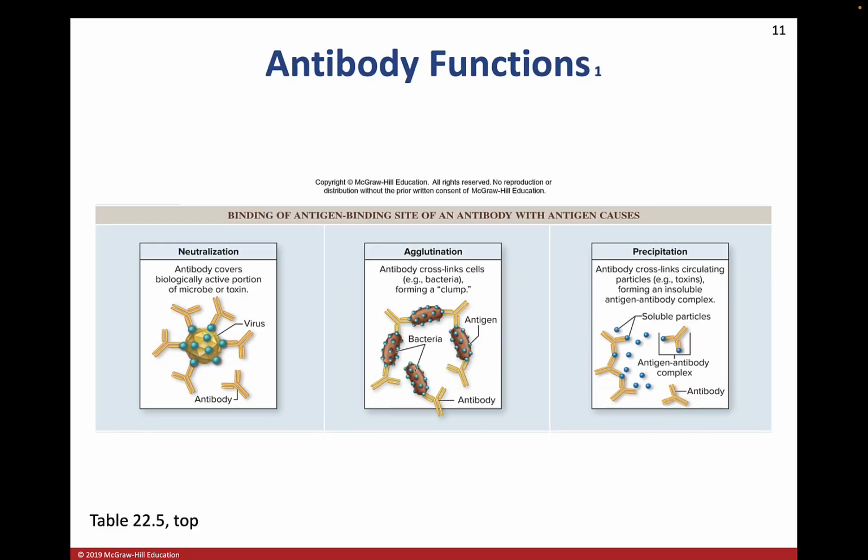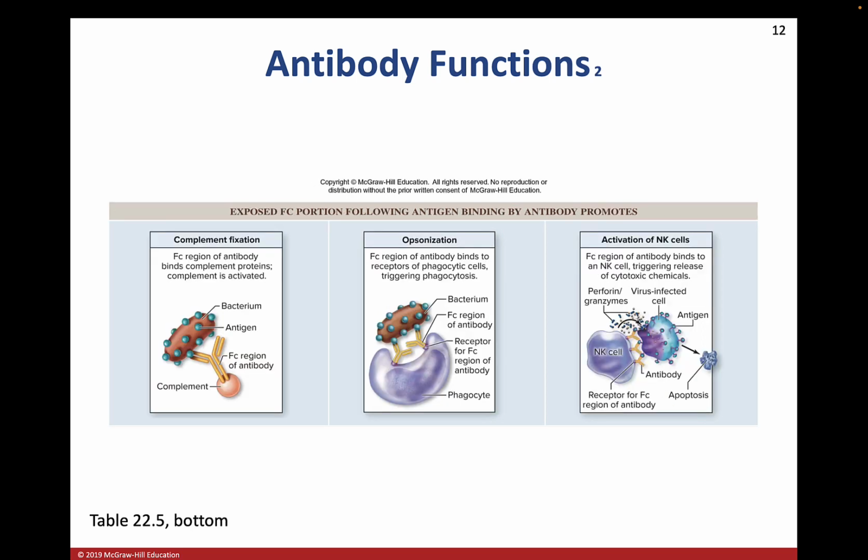Now here we're looking at antibody functions, and here we see the binding of the antigen binding site of an antibody with an antigen and what it causes. It can cause neutralization. This is when the antibody covers biologically active portions of a microbe or a toxin. We can have agglutination, so the antibody cross-links cells, forming a clump. Here we see that happening with a bacteria. Or precipitation. The antibody cross-links circulating particles, toxins for example, forming an insoluble antigen-antibody complex. And it will just precipitate to the bottom.